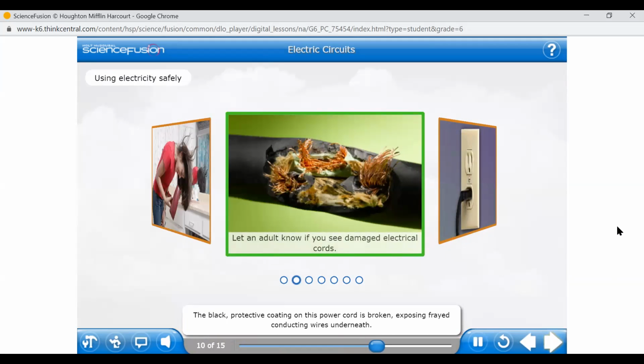The black protective coating on this power cord is broken, exposing frayed conducting wires underneath. You should alert an adult if you see frayed or damaged electrical wires.